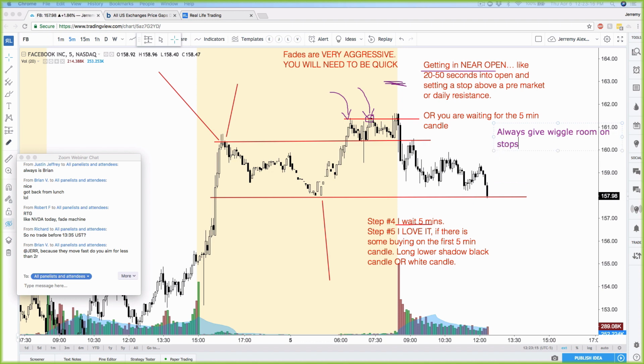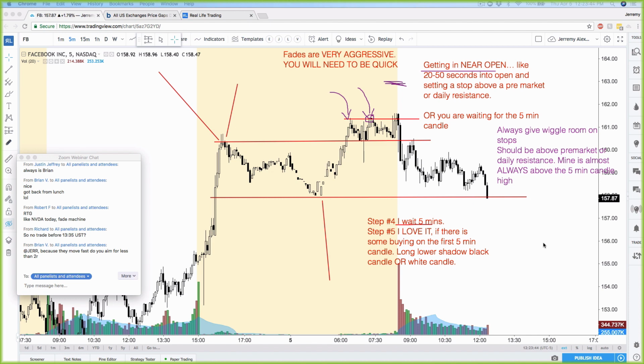Should be above pre-market or, as I wrote, daily resistance. Mine is almost always above the 5-minute candle high. So if you guys want to know how I'm trading these, it's almost always above the 5-minute candle high. So again, I'm waiting for 5 minutes and I'm determining the sentiment and I'm playing it accordingly.